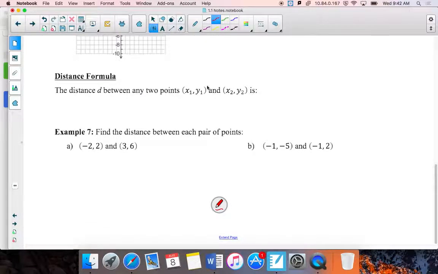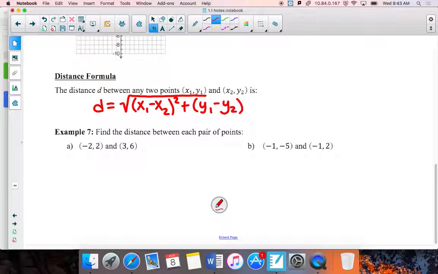Distance formula. We can find the distance between any 2 points using this formula. It's really just the Pythagorean theorem. So if I'm going to write this out, distance is equal to the square root of x1 minus x2 quantity squared plus y1 minus y2 quantity squared. So you can just plot points if you want and then literally use the Pythagorean theorem to find that, or you can use this distance formula.